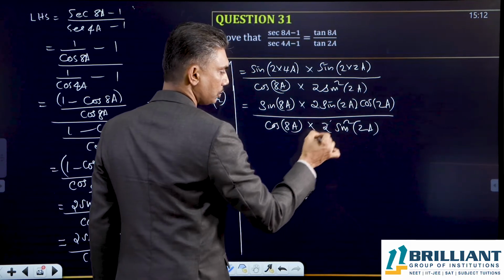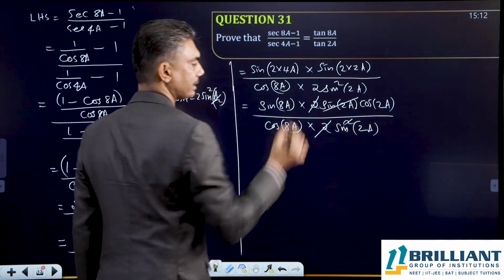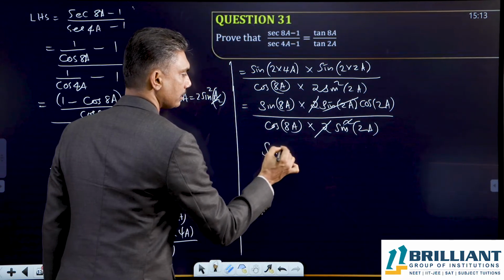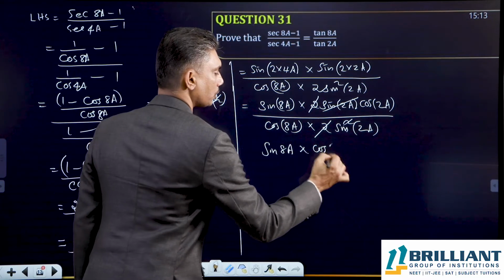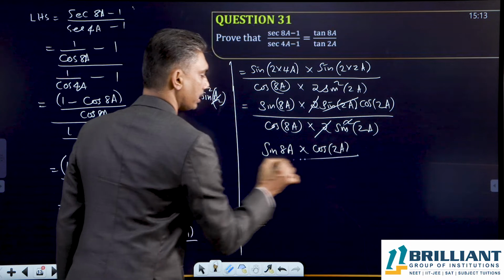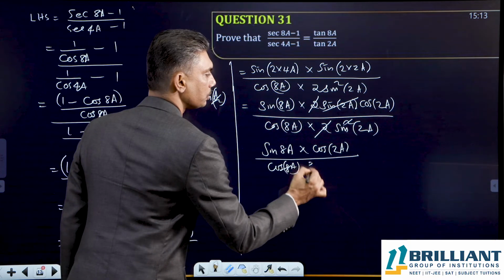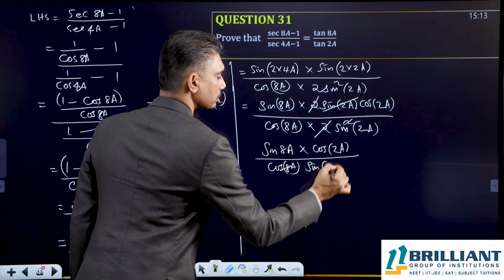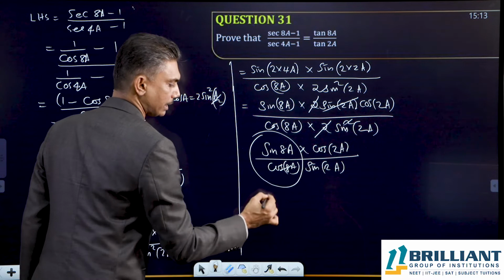See, this 2 and this 2 get cancelled. One sin and sin get cancelled. The numerator is sin 8a into cos 2a by cos 8a into sin 2a. What is sin 2a by cos 2a 8a?